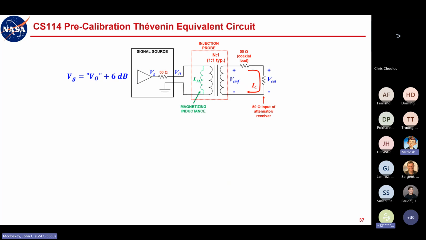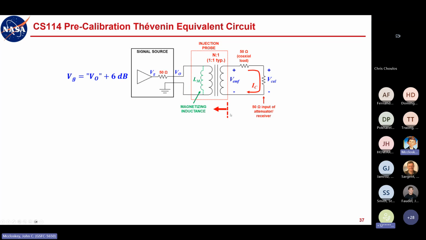All right, so we'll look at a Thevenin equivalent circuit here. Thevenin equivalent circuits are a really wonderful tool that I think gets forgotten by a lot of us, but in EMC they come in handy all the time. And I'm going to show you right now where it comes in handy. We're still looking at pre-calibration here, right? But if we look at this point right here, our injected EMF coming out of our injection probe.